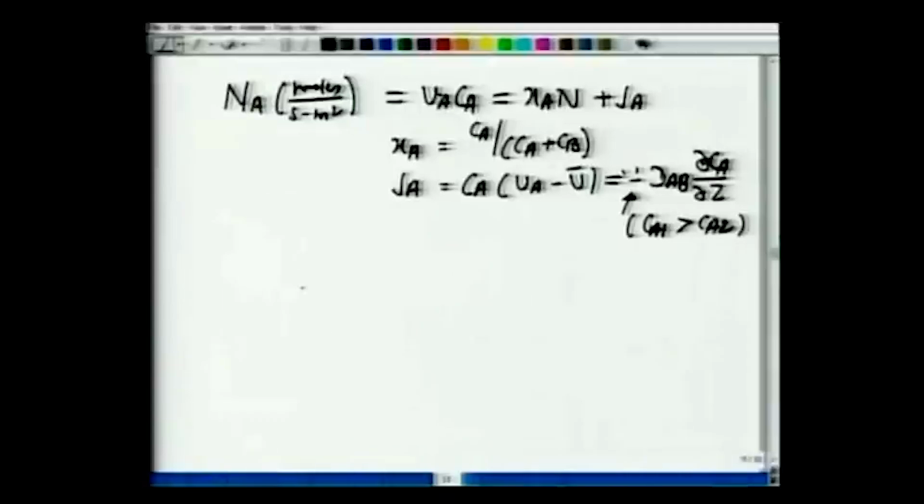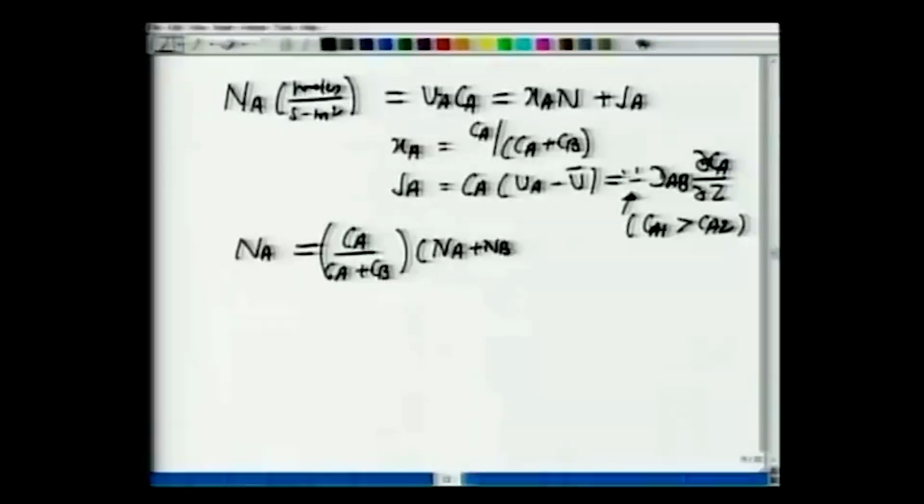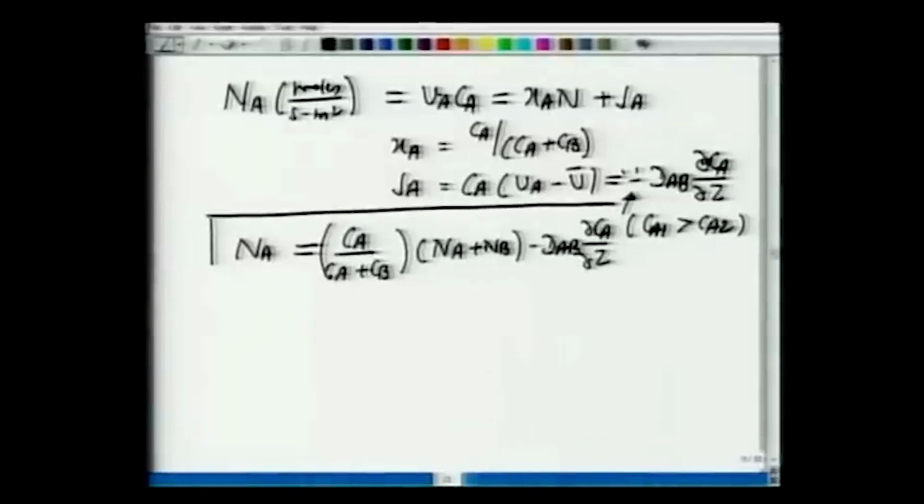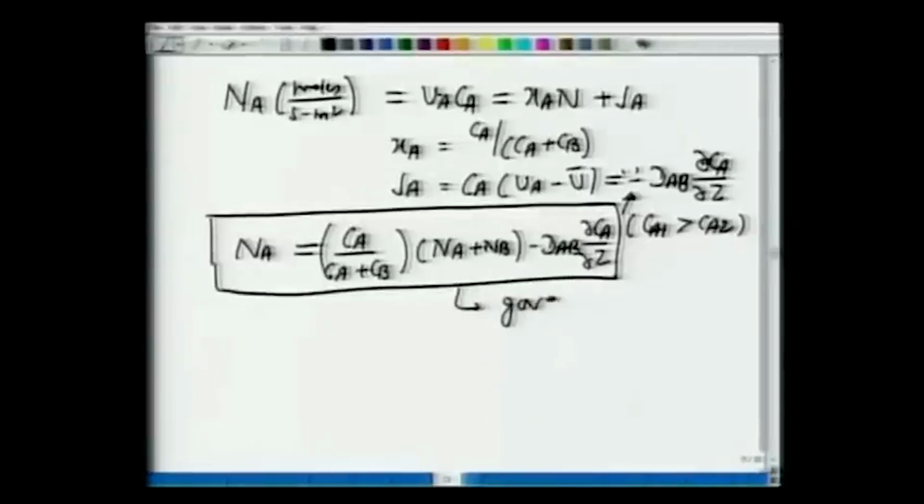So if we substitute all these equations, N_A becomes N_A C_A over C_A plus C_B, which is the term for mole fractions, times (N_A plus N_B), minus D_AB del C_A over del z. We can box this equation as our governing equation for diffusion.